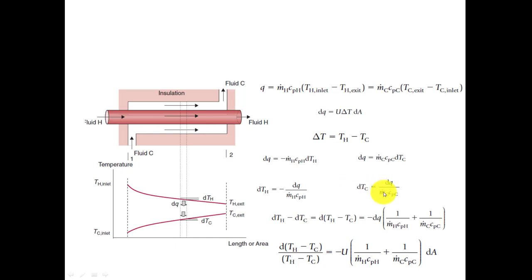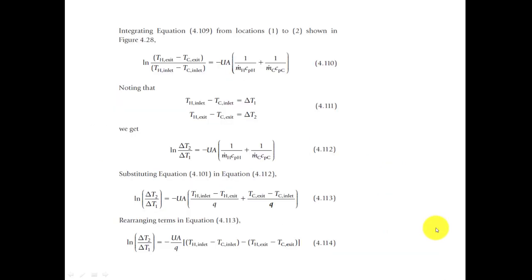Now I'm coming to this value. From here we have found the value of dTh, and this is the value of dTc. Now we simply subtract this equation from this one. I will subtract the value of dTc from dTh. dTh minus dTc will be equal to d(Th minus Tc). Fine. And if we compare these two equations, you will get minus dq times (1 divided by mh Cph plus 1 divided by mc Cpc), where mc is the mass flow rate of the cold fluid and Cpc is the specific heat of the cold fluid.